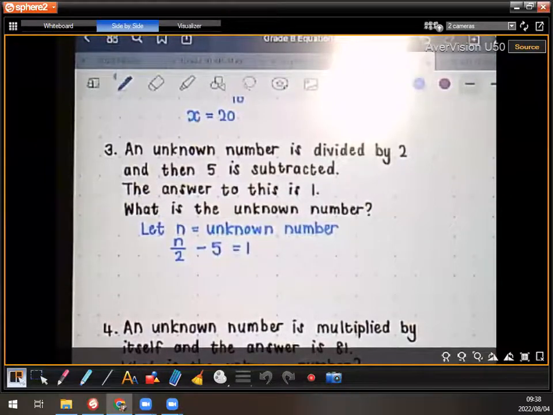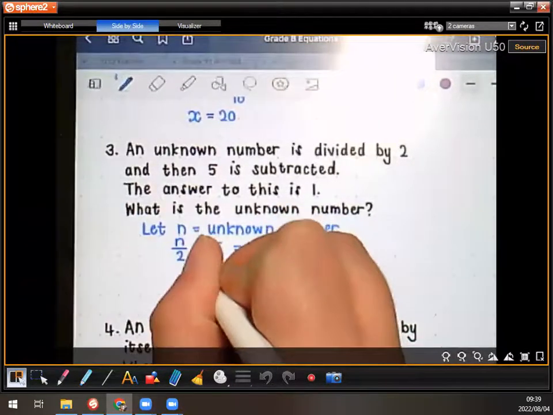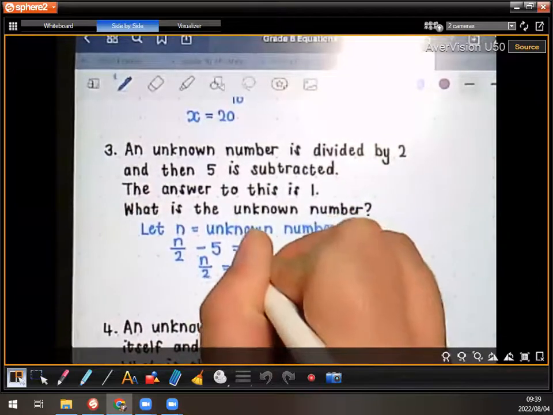I suppose you can write n divided by 2, but yeah, it should be fine. Let's just put brackets around it. Alright guys, what's the opposite of subtracting 5? Adding 5. So n over 2 is 1 plus 5.